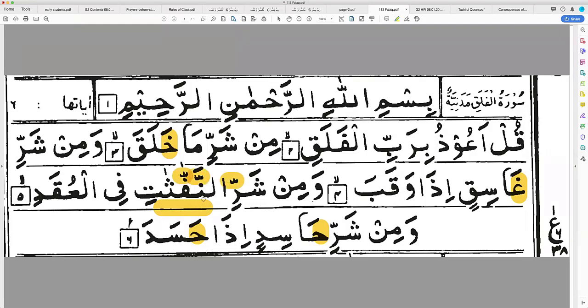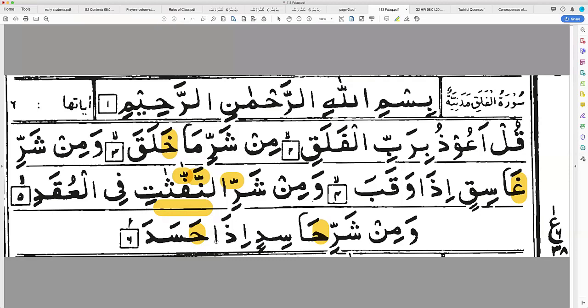Okay, when you practice this later on at home, make sure that you understand that the tashdīds here mean that there is joining, and that you must press down on mushaddad letters, and that the noon has a ghunna. وَمِن شَرِّ النَّفَّاثَاتِ فِي الْعُقَدِ. Well done.